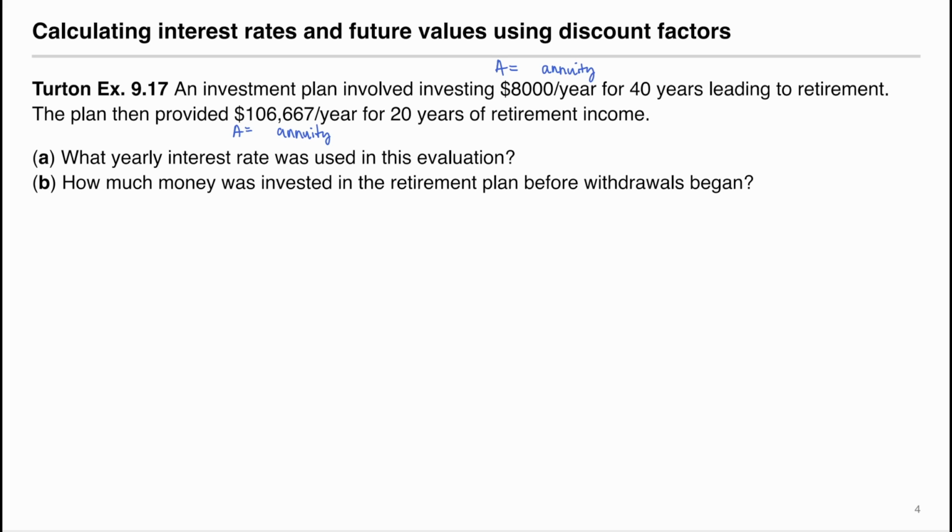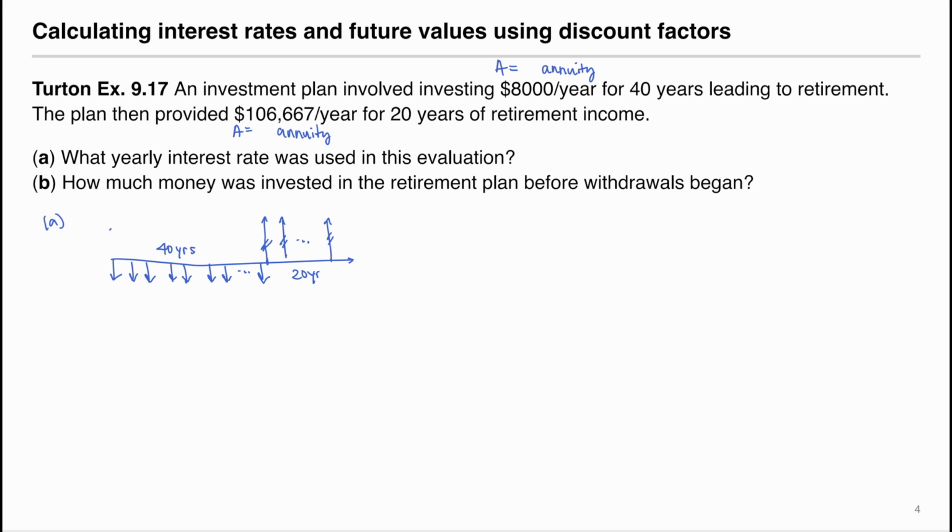The question is, what is the yearly interest rate used in this evaluation? First, let us draw a cash flow diagram. For the first 40 years, you are investing. So the money is flowing out for all 40 years. And for the next 20 years, you are paid back. This does not look to be to scale, so I will use dashes. And I will pay you back for 20 years.